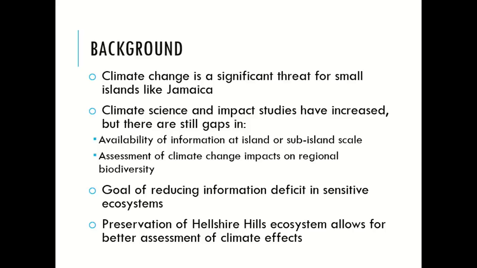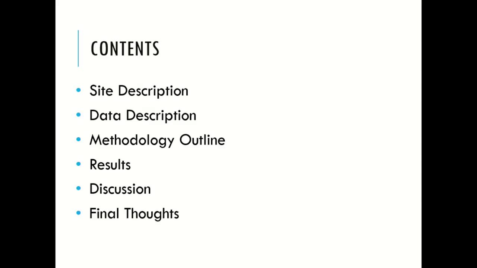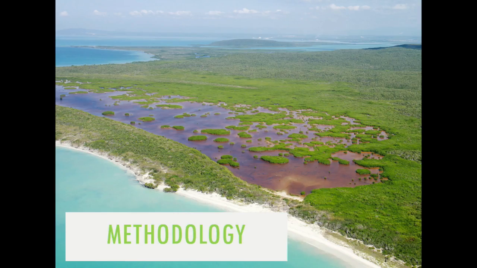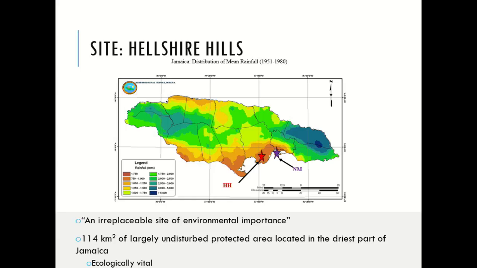How do we assess the climate sensitivity of specifically animal populations, even if we don't have a lot of data to work with? So that was what we were trying to address. The goal of the project in general was to model this sort of small scale system that has a lack of data. So this is an outline of how this presentation is going to go, but we're just going to jump right into it. So the site that we used was the Hellshire Hills.